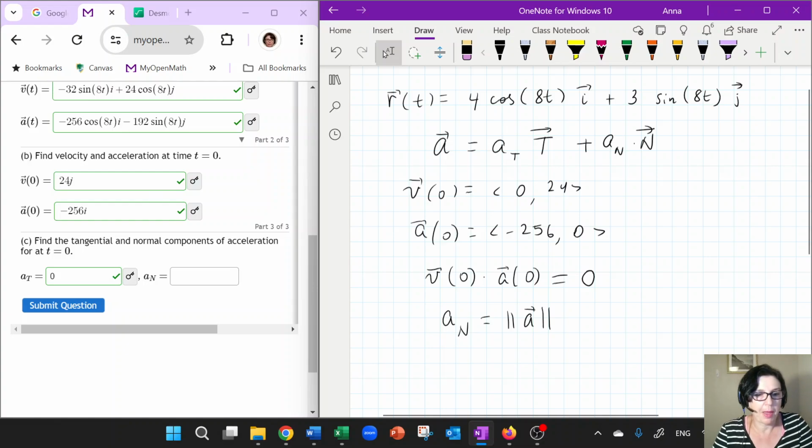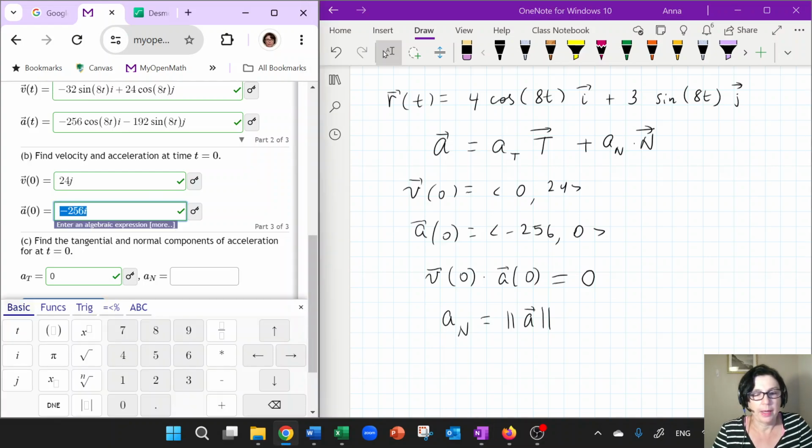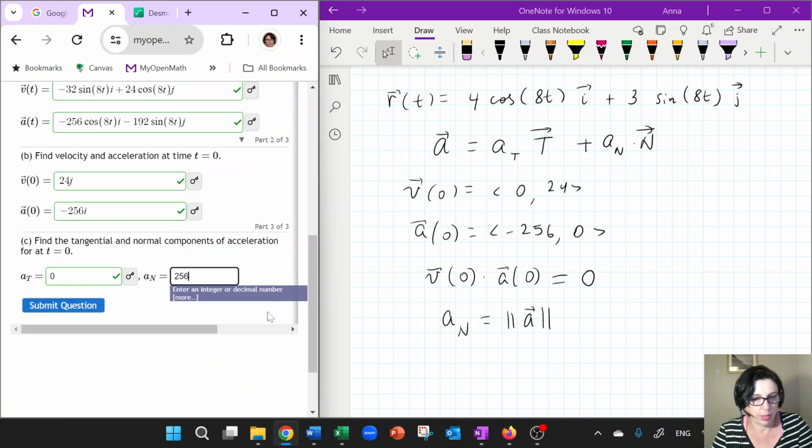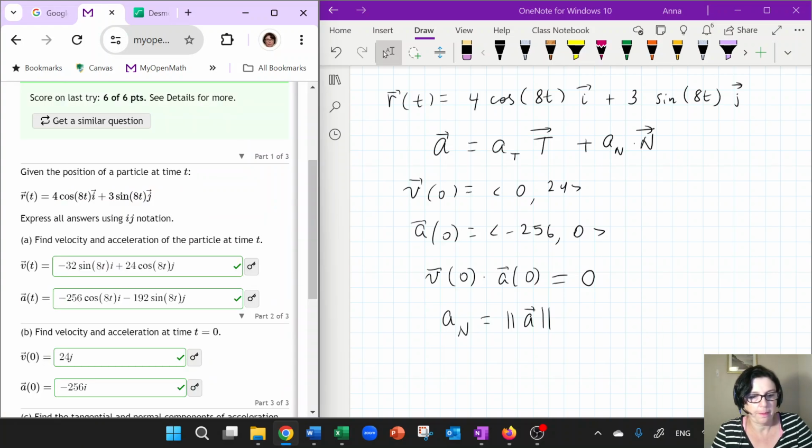So what is the magnitude of the acceleration vector? Well, that's just going to be 256, right? Because for the magnitude of 256i, i is a unit vector, so the 256 you can pull out. So that really is just going to be 256 there. And that's it.